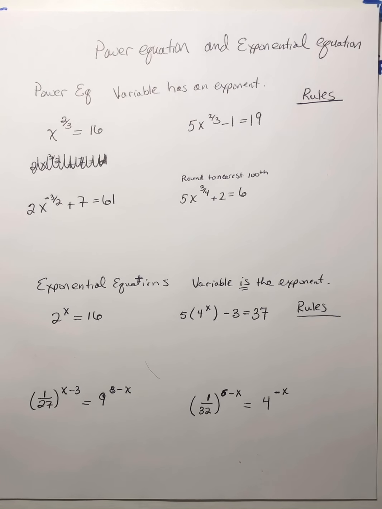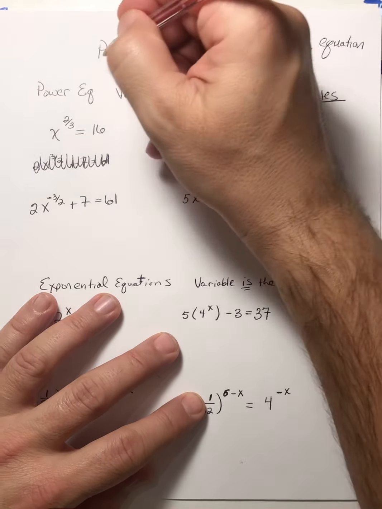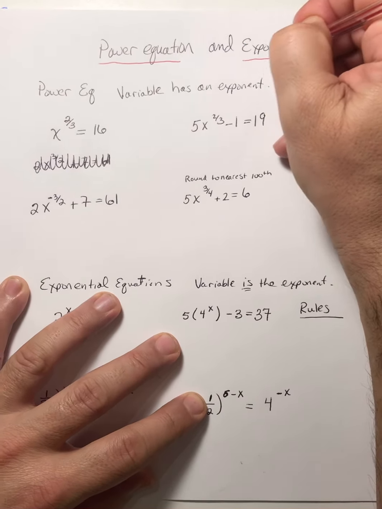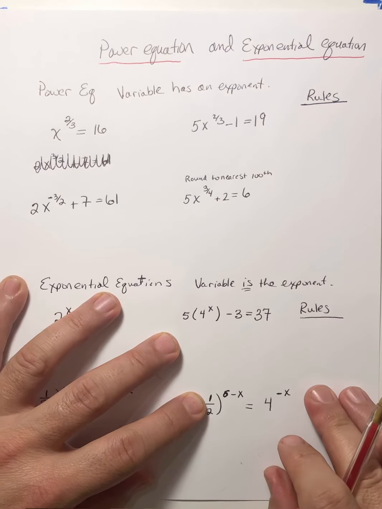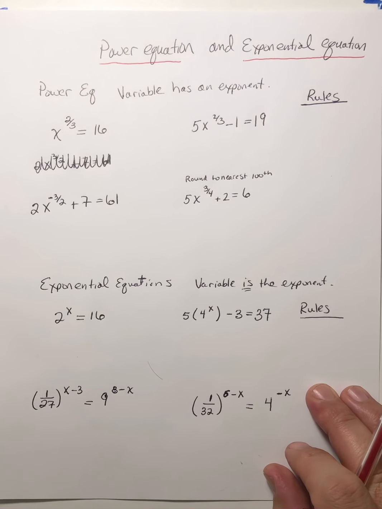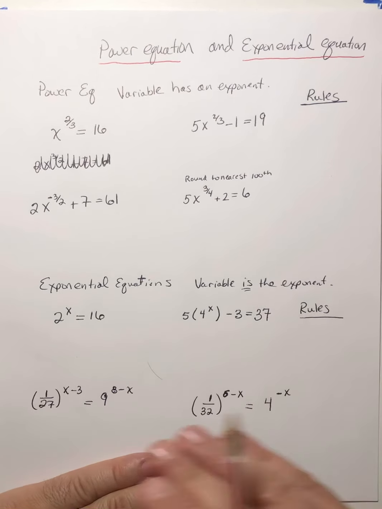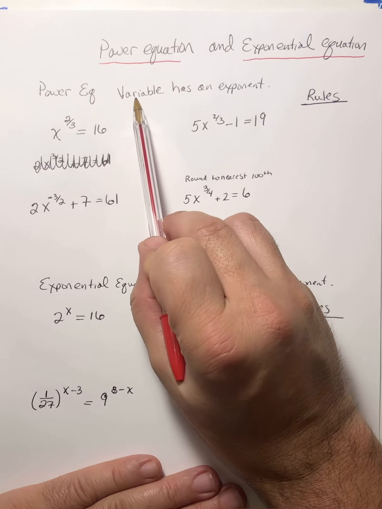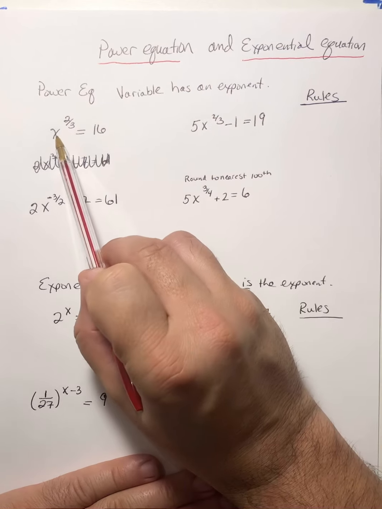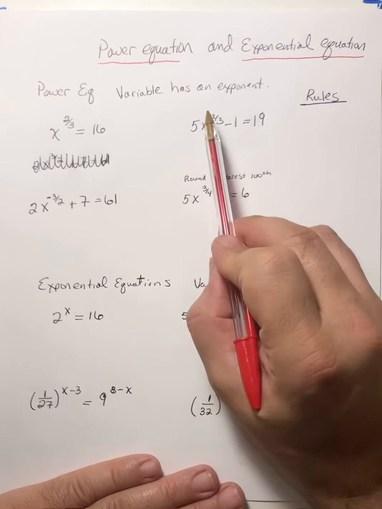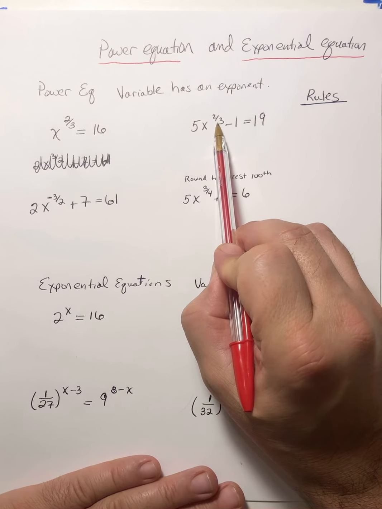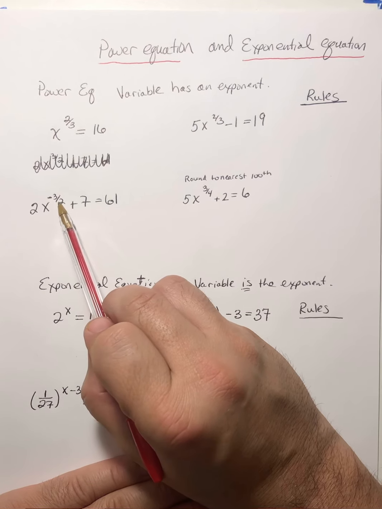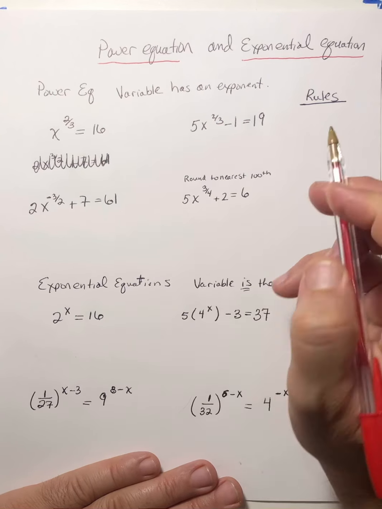Okay, math fans, today we're looking at power equations and exponential equations for our exponential unit. Power equations are different than exponential equations. A power equation is an equation where the variable has an exponent. So this variable is carrying an exponent. This variable is carrying an exponent. Okay? Variable has an exponent.